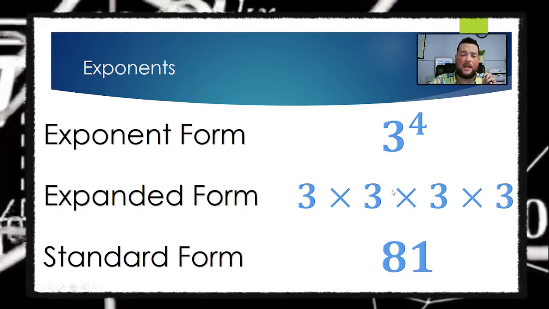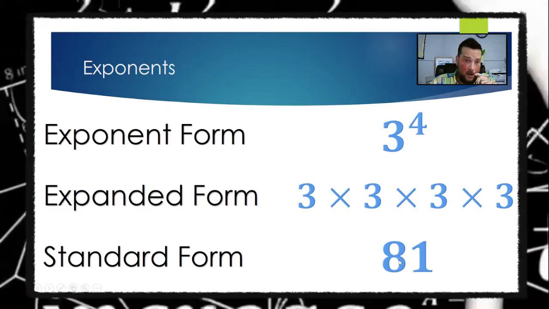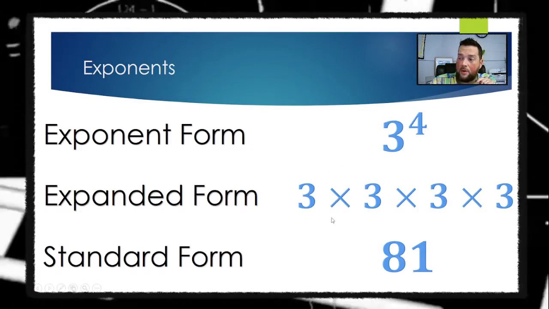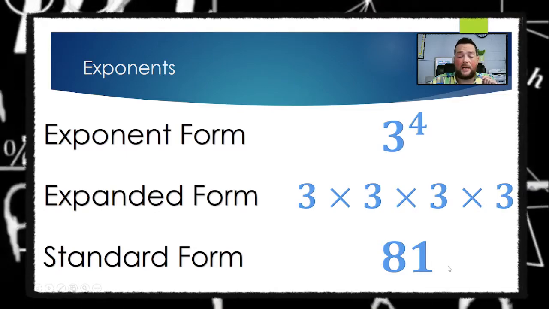So 3 times 3, that's 9. 9 times another 3 is 27, times 3 again is 81. Or you could do the 3 times 3 here, that's 9, and this 3 times 3 is 9. And then 9 times 9 is 81, either way.